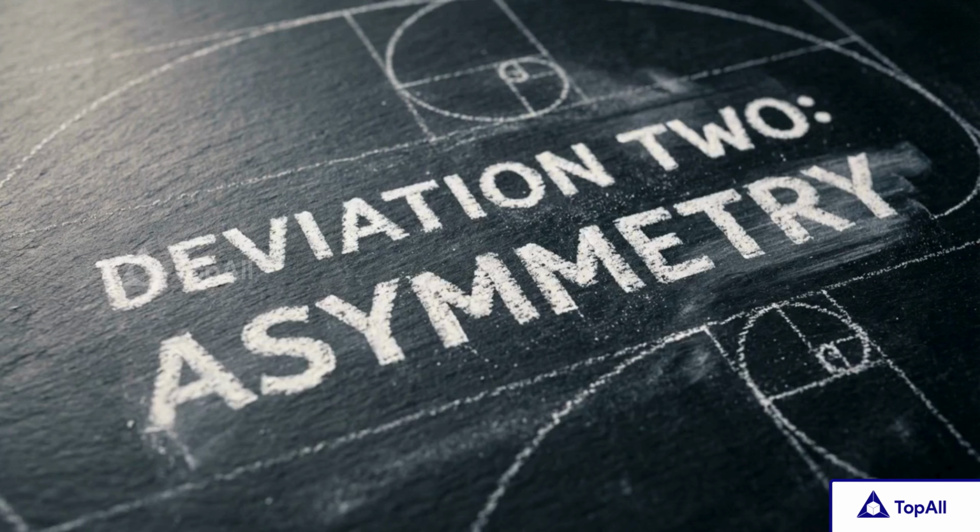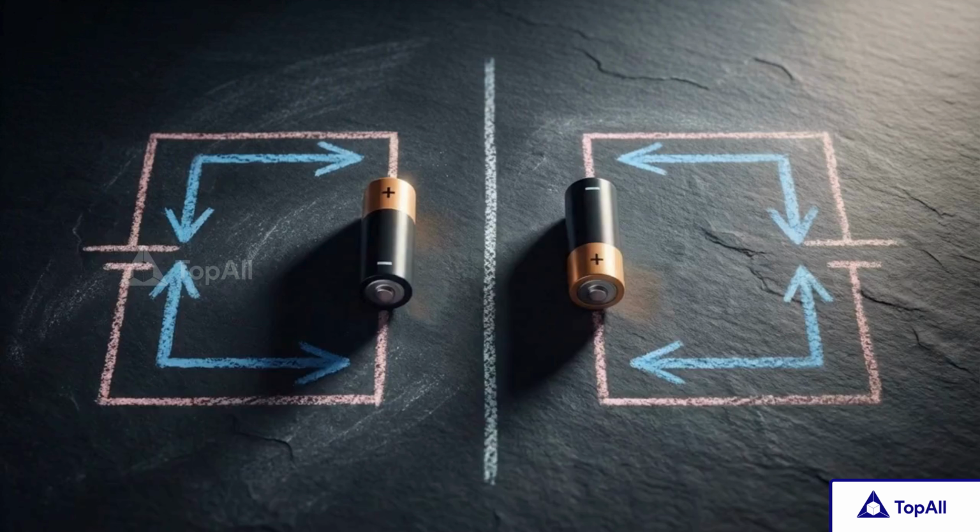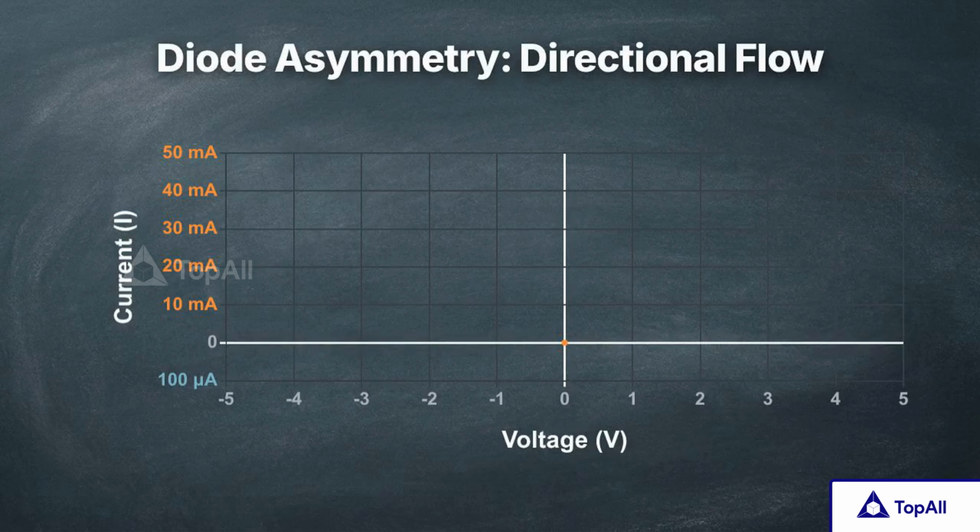A second failure of the ohmic model occurs when resistance depends on the directional sign of the applied voltage. A perfect ohmic circuit is symmetrical. Reversing the battery to -5 volts produces the exact same current magnitude, just in the opposite direction. This chart shows the current-voltage relationship of a diode. This semiconductor device allows current flow in one direction while restricting it in the opposite direction.